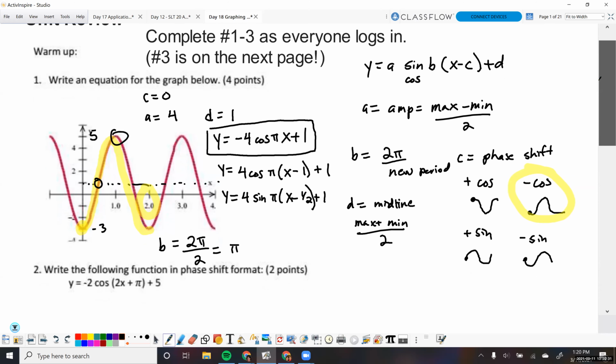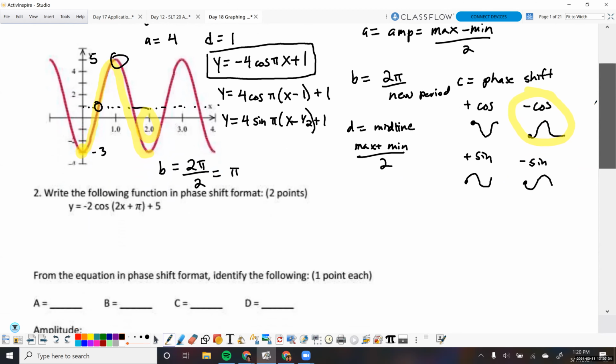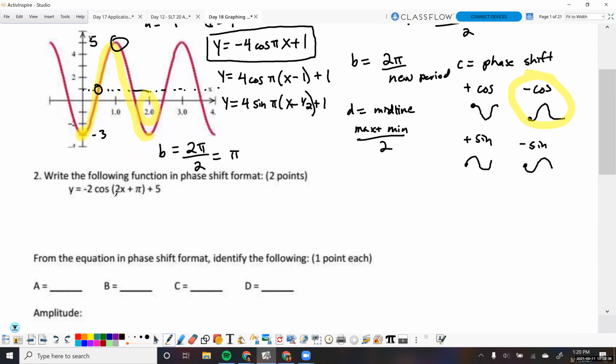So number 2 is asking us to write in phase shift format, the format we just wrote for number 1. So I noticed that the 2 is not outside, so I'm going to need to factor it out and put it outside the parentheses. So that's going to give me x plus pi over 2. So now I'm in proper format. Okay, so A is -2. B is 2, C is negative pi over 2. Remember, it's x minus c, and D is 5.